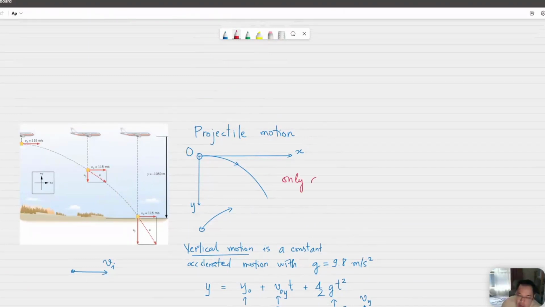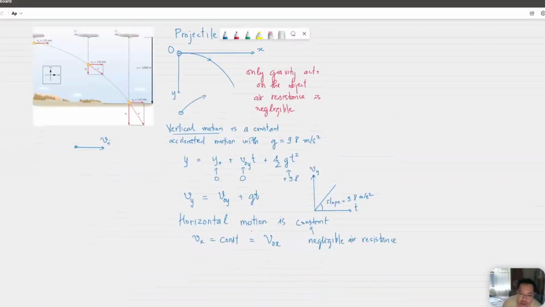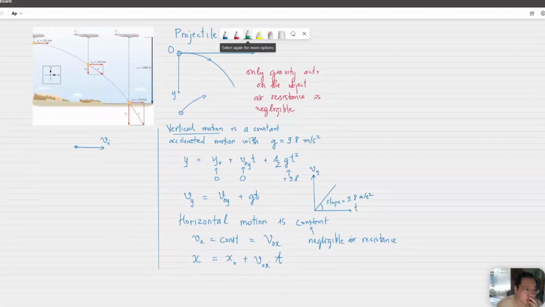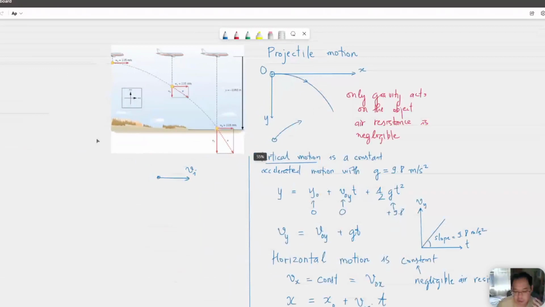Only gravity, the weight, the attraction of the Earth, acts on the objects, and air resistance is negligible. So horizontal velocity is constant. Then horizontal position x is determined by x0 added to v0x, the initial horizontal velocity, multiplied by the time. So using these equations, we can solve this problem.